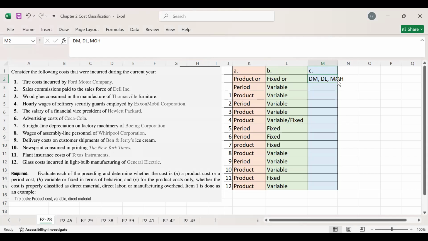So you can see the first one here. The first is the tire cost incurred by Ford Motors. Tire cost is the product cost we have already discussed. It is part of the product. It is the main part of the product, and this is called direct material. So it is direct material.